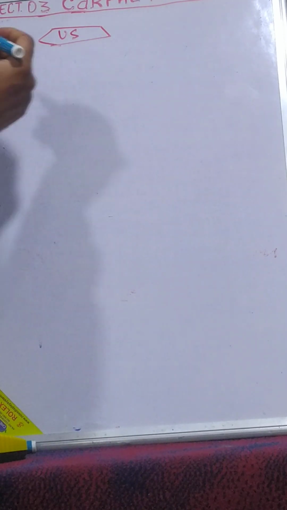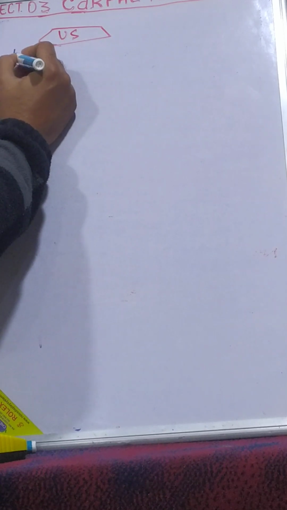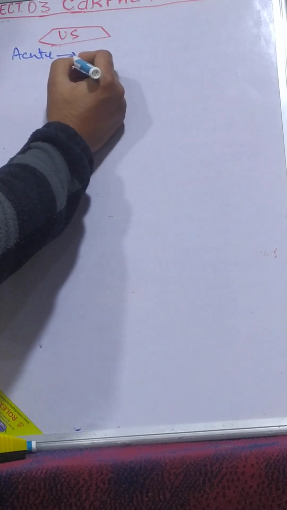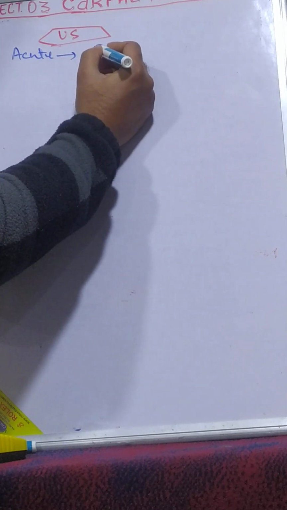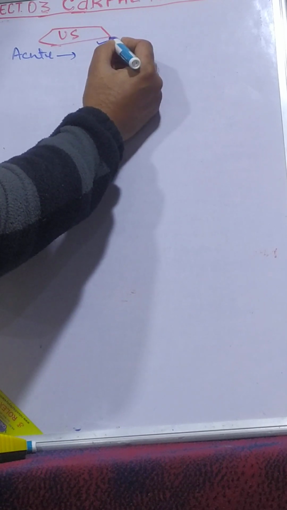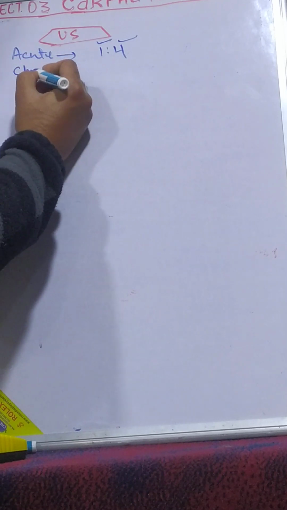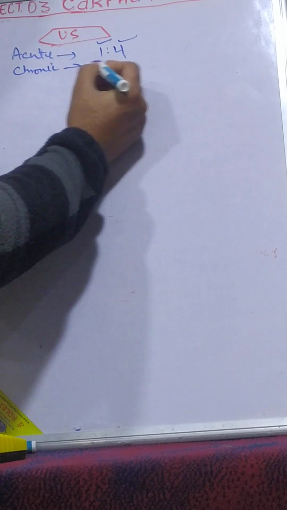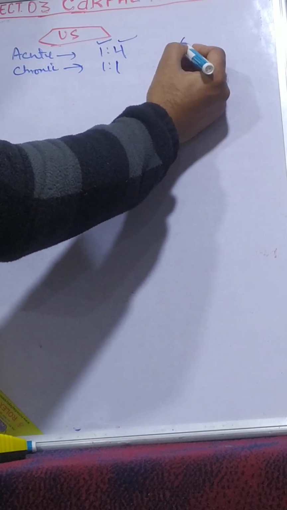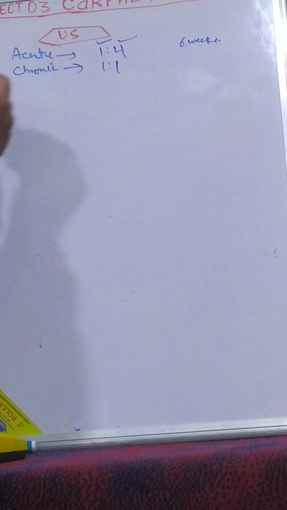First, if it is acute, you have to use the pulsed mode, and the pulse ratio is 1:4. That is 1 second on and 4 seconds off. And if it is chronic, it is 1:1. Acute means less than 6 weeks.